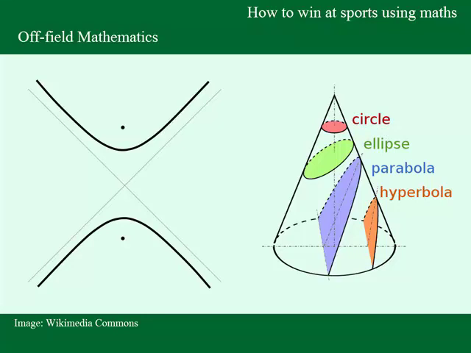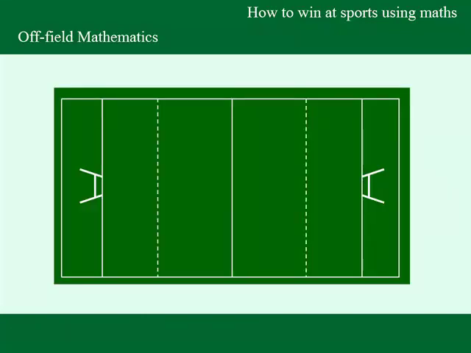Anyway, so these are four shapes. They have a special place in mathematics. The conic sections, that's all hopefully mildly interesting. And now I'm going to make a non sequitur and start talking about how we score points in rugby. And you'll see why in a bit.